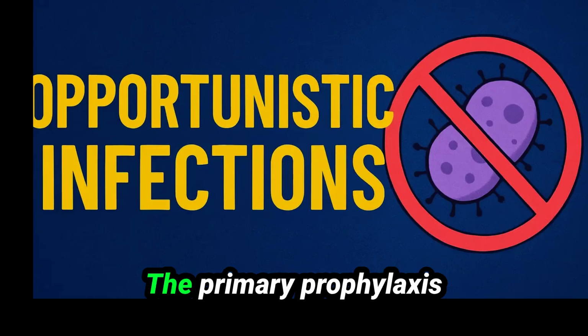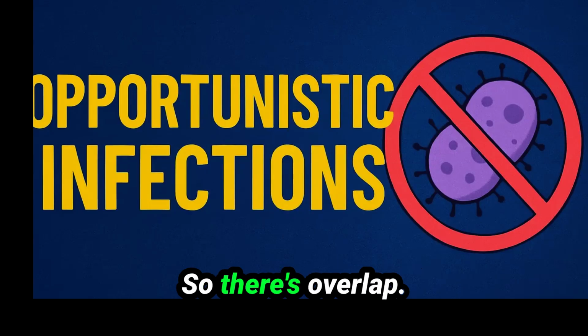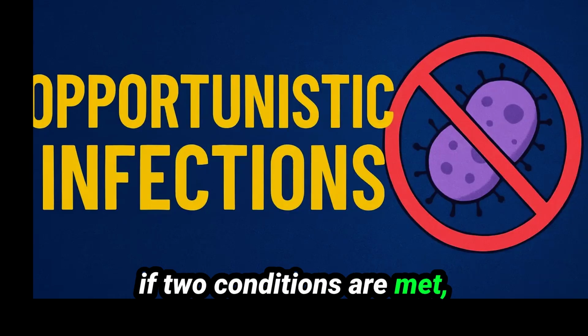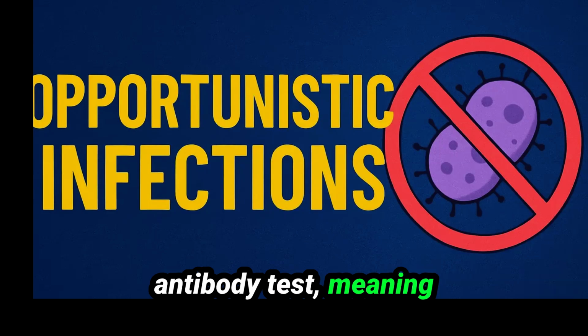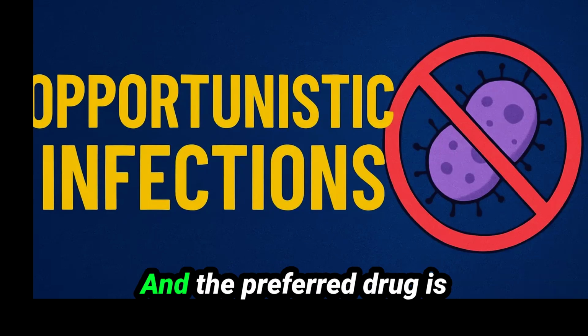Good news here, the primary prophylaxis regimens for toxo are also effective for PJP, so there's overlap. When do you start it? You start primary prophylaxis if 2 conditions are met. The patient has a positive anti-toxoplasma IgG antibody test, meaning they've been exposed before, and their CD4 count is below 100. And the preferred drug is?